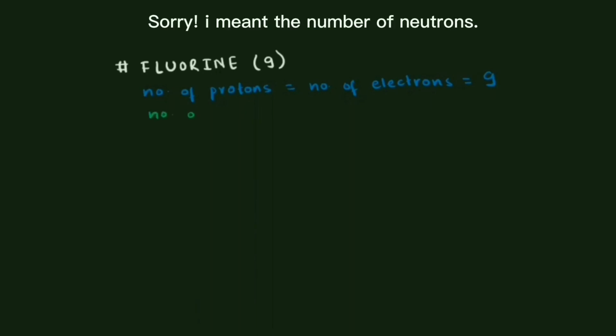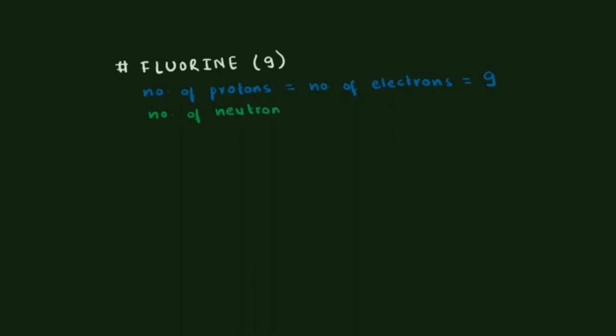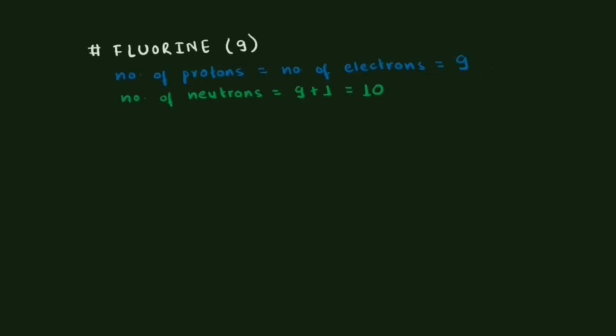So this one was pretty simple. Let's look at another one, fluorine. The atomic number of fluorine is 9. And again, the number of protons is equal to the number of electrons, which is again equal to the atomic number. So the number of protons equals the number of electrons equals 9. Whereas the number of neutrons is not 9 because it is an odd number. So we have 9 plus 1, 10 neutrons. In case of an odd number, we just add 1 to find the number of neutrons.